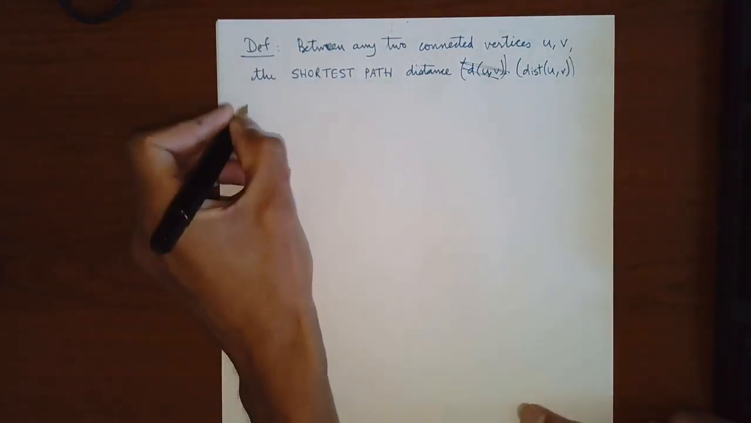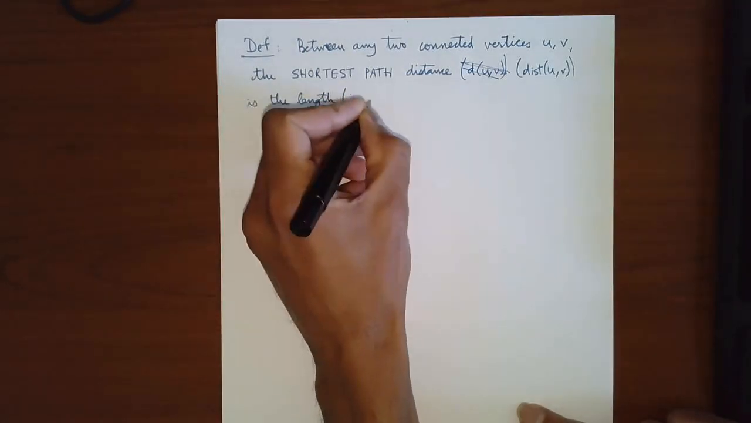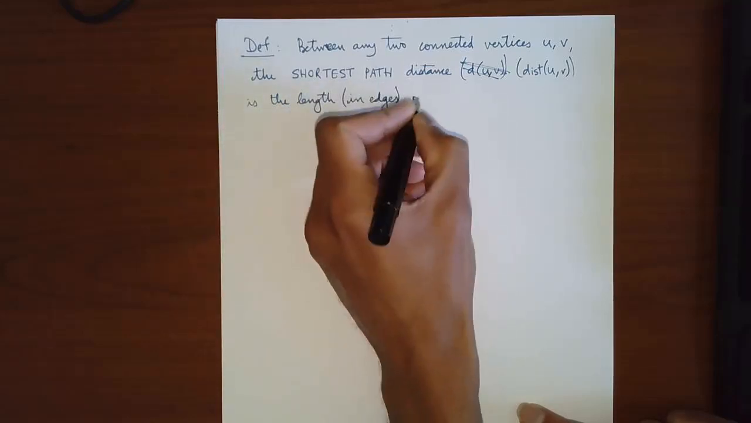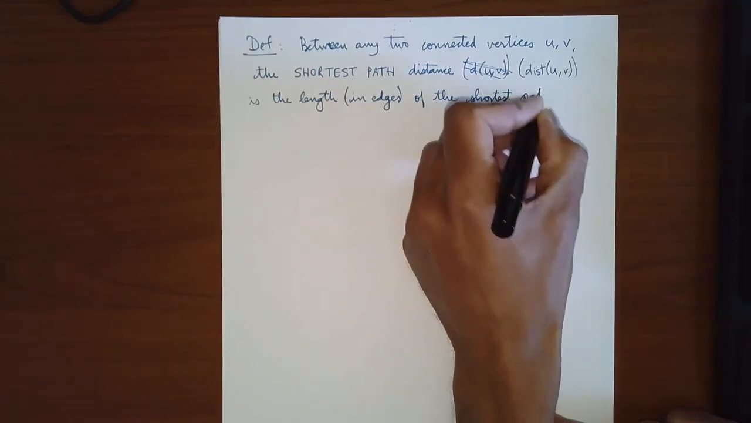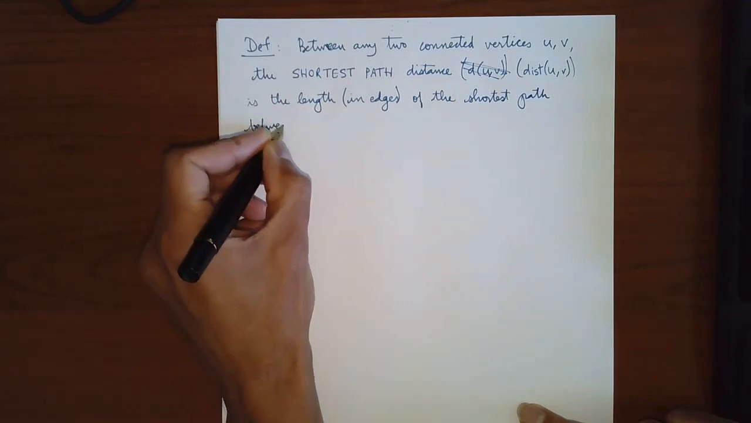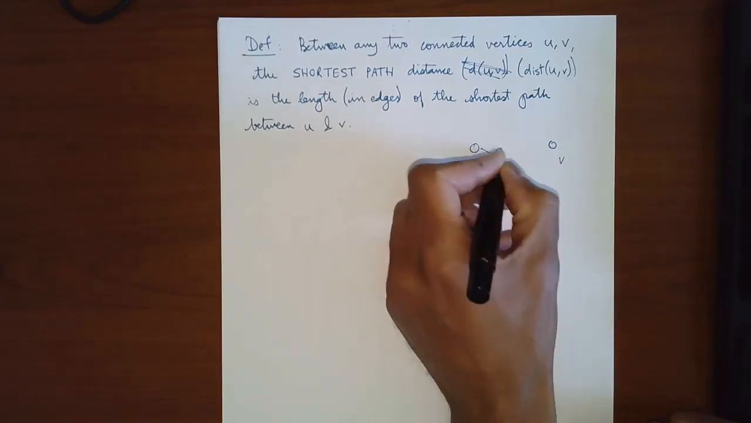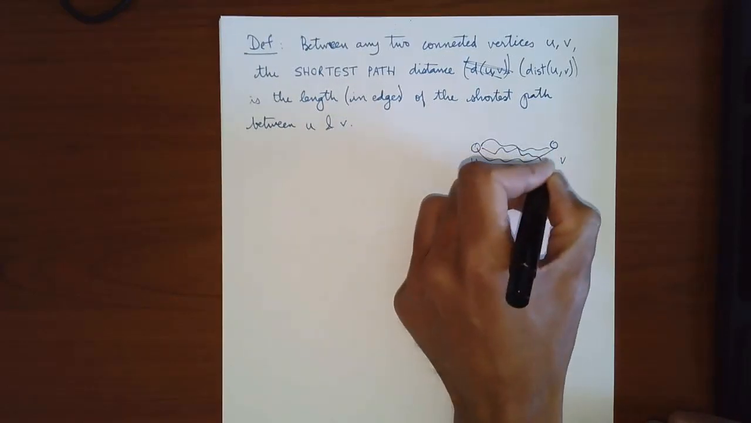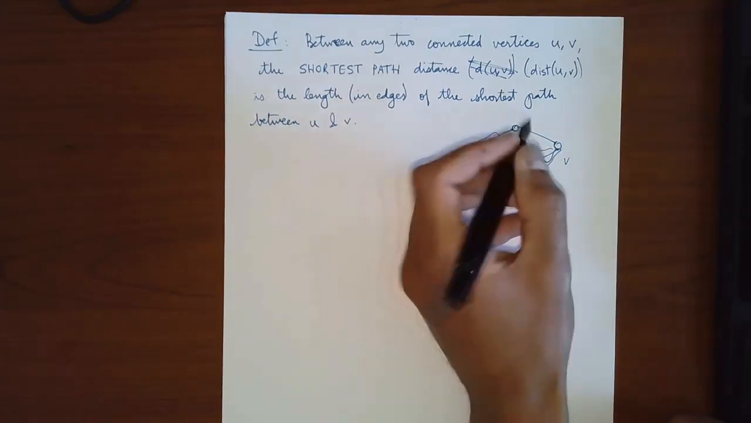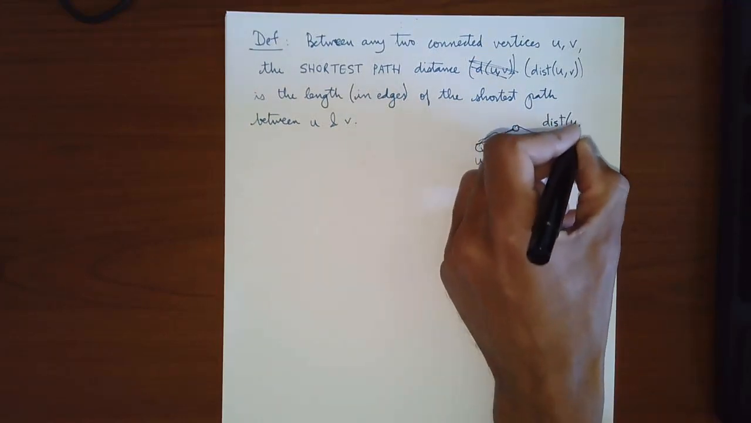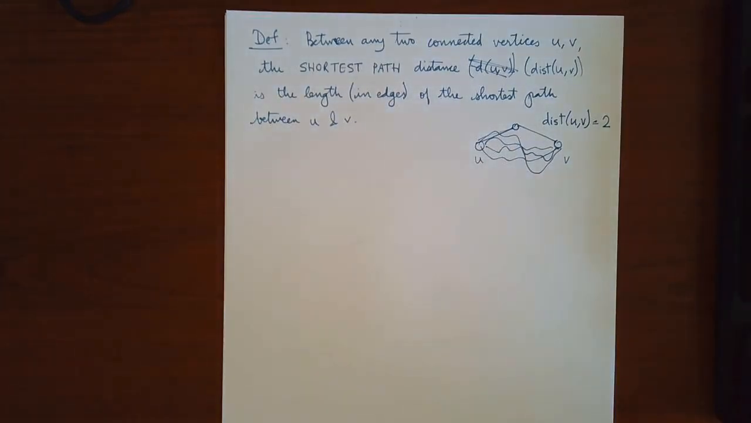The shortest path distance is the length in edges of the shortest path between U and V. Right? So between U and V that are connected, maybe there are many different paths. But maybe there's just this one path of length 2. Then I'll say the dist of U and V is equal to 2. Right? That's what it means for the shortest path distance.